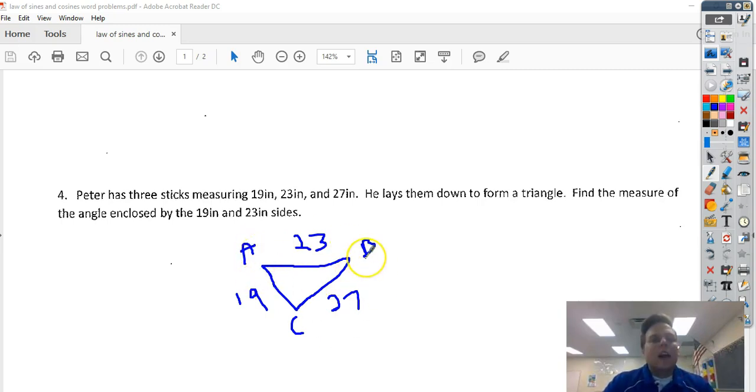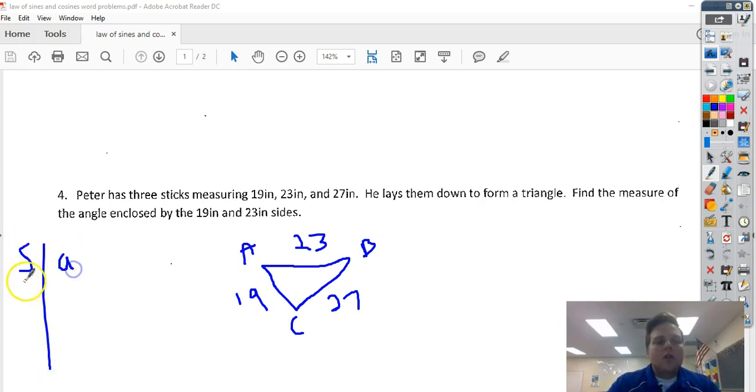Alright, when you look at this, you say, I don't know any angles, so I have no idea if this is a right triangle or not. So we're going to assume it's not a right triangle, and instead we're going to make our T-chart. Sides, angles. So side little a, side little b, side little c. 19, 23, and 27. Little a is 27. Little b is 19. And little c is 23. And then I don't know any of the angles.